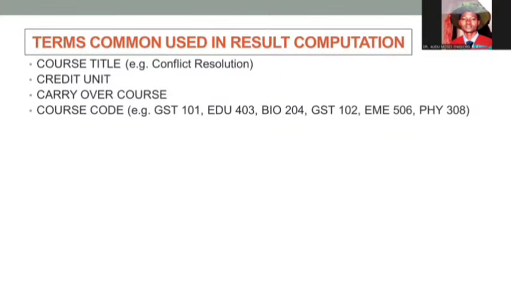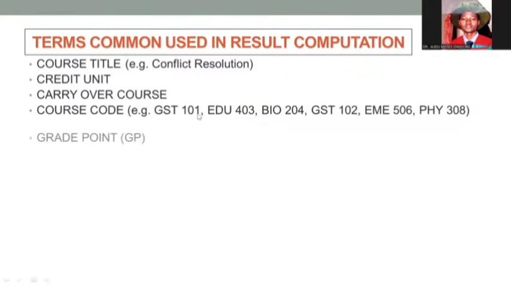For first semester, the last figure ends with an odd number like 1, 3, 5, 7, and 9. As we can see, this is a first semester course. Then for second semester course, the last figure ends with an even number, like 0, 2, 4, 6, 8. So this is a second semester course, a 200 level second semester course. This is also a second semester course. This is a second semester course. This is another one. So for each course code, we get information about the course, about the level, and also about the semester.